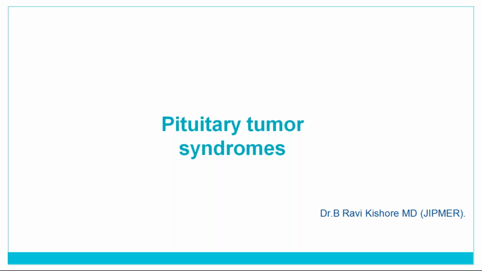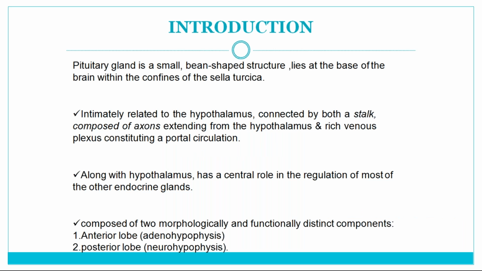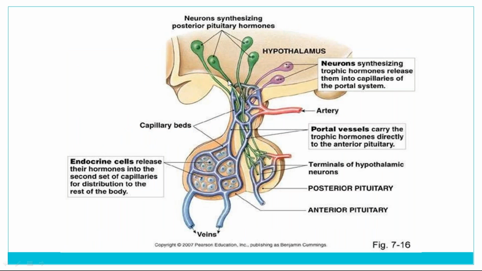Okay, today we will discuss pituitary tumor syndromes. Previously we already dealt with the pituitary. Pituitary morphologically is divided into anterior lobe and posterior lobe. Anterior lobe, other name is adenohypophysis, whereas posterior lobe is called neurohypophysis. Already we discussed how the connections are from the hypothalamus to pituitary, and from pituitary to the end organs, how the axis will be. This is a brief revision of what we read in the previous class.